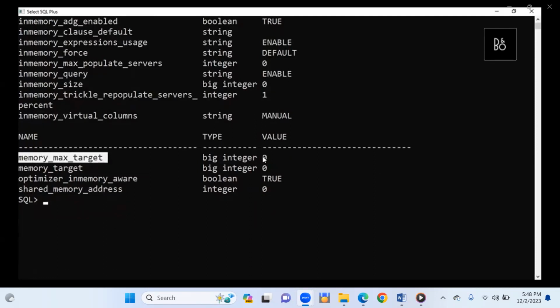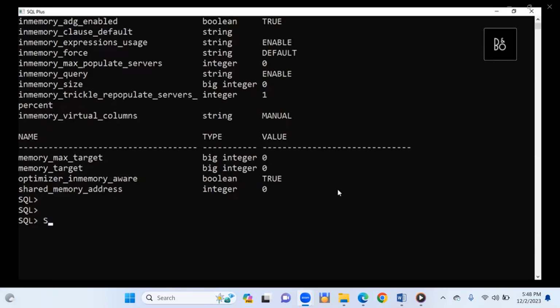Here we have memory_max_target, which by default is given as 0. We also have memory_target, where the value is again 0. This means that memory_max_target is in disabled mode because it is 0, so it is not in a position to consume the size of the memory allocated. So memory_max_target and memory_target are two keywords that we will talk about.